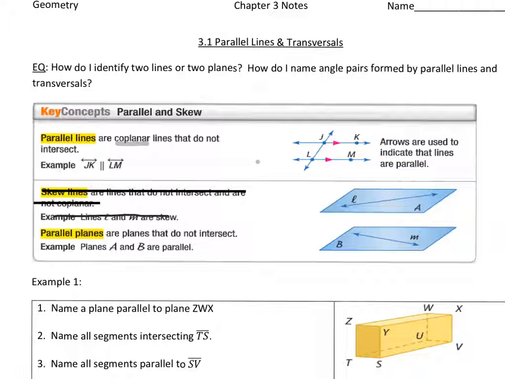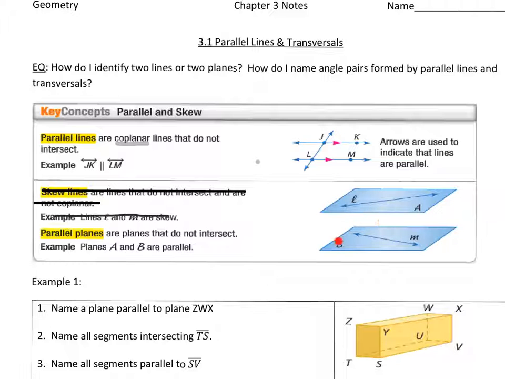So parallel planes. Let's talk about parallel planes for just a minute. Parallel planes are planes that do not intersect. That may be something that's important for us to understand. And so we have a couple of examples here of some parallel planes.